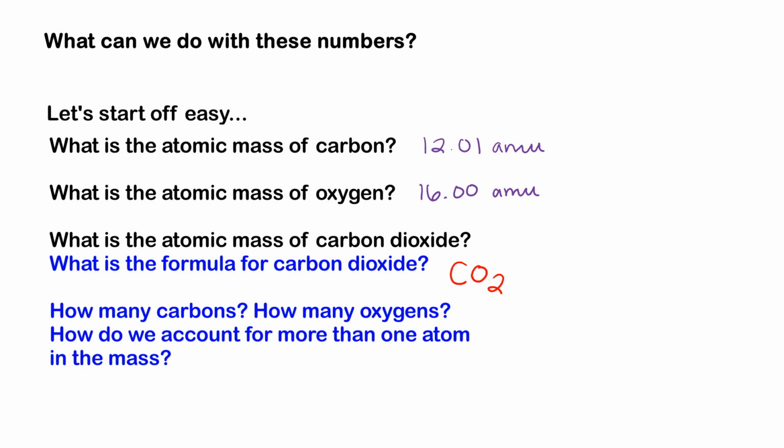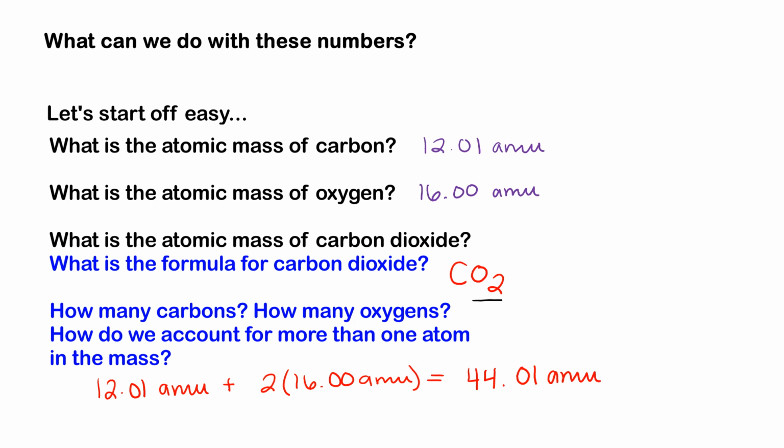So since I have one carbon, I'm going to do 12.01 AMUs, plus, since I have two oxygens, 2 times the atomic mass of oxygen, which was 16 AMUs. And then I simply solve that problem, and I end up getting that the atomic mass of carbon dioxide is 44.01 AMUs. So we can take those average atomic masses of individual elements, and we can actually piece them together to determine the average atomic masses for compounds and molecules.